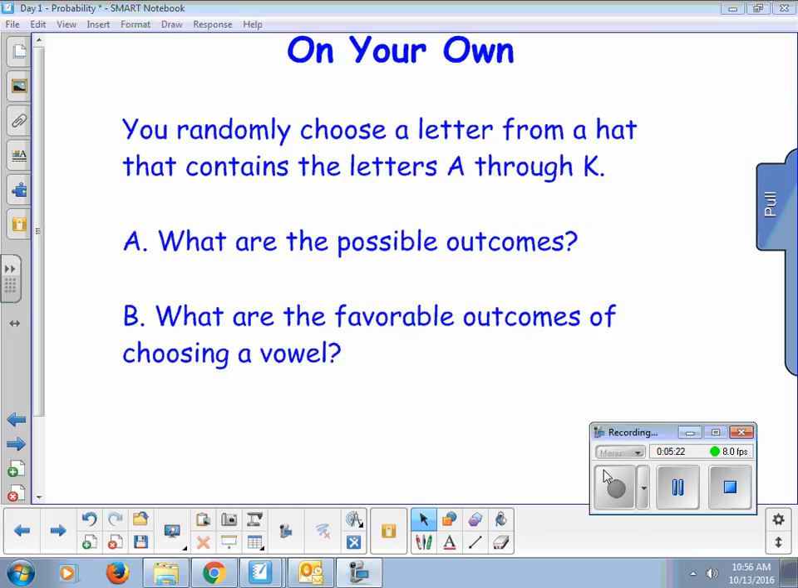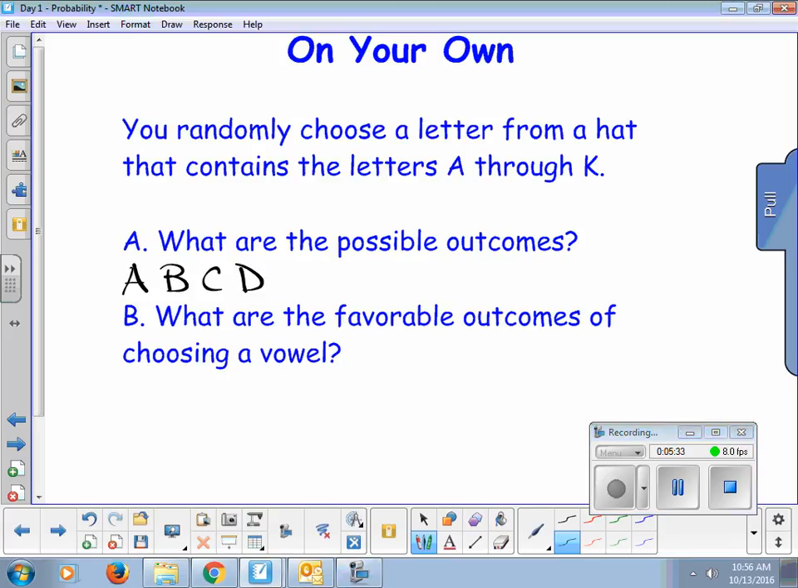So, if you look at your own questions, the first one is: you randomly choose a letter from a hat that contains the letters A through K. What are the possible outcomes? A, B, C, D, E, F, G, H, I, J, K.